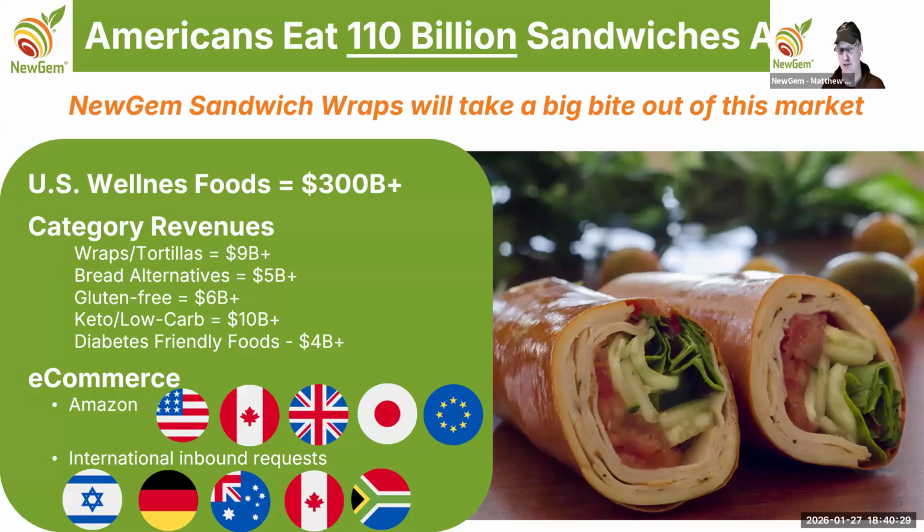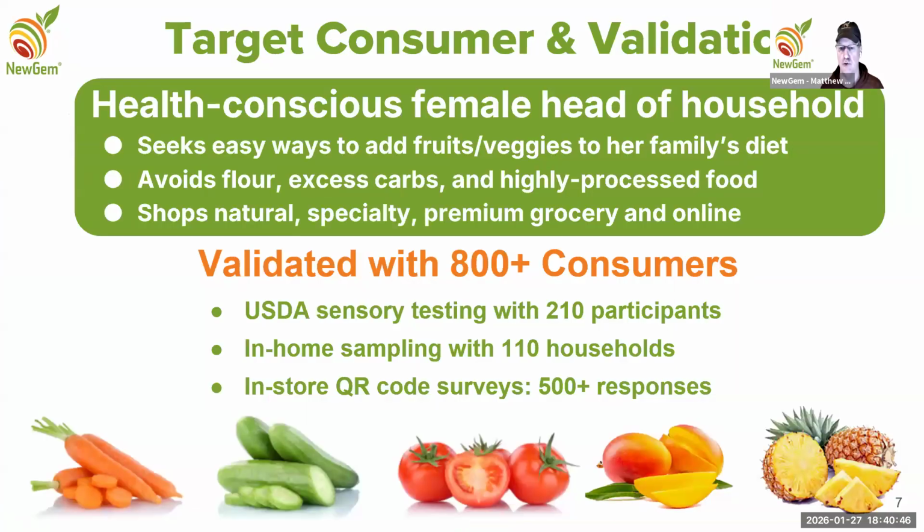Americans eat 110 billion sandwiches annually, and we want to take a bite out of that market, right? It's supposed to be a joke, but there's a lot of big markets. Tortillas are 9 billion, alternate breads 5 billion, gluten-free is 6 billion. 30% of consumers are actually looking for gluten-free items.